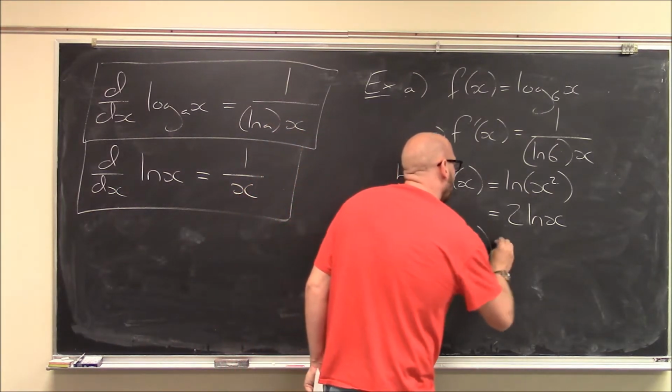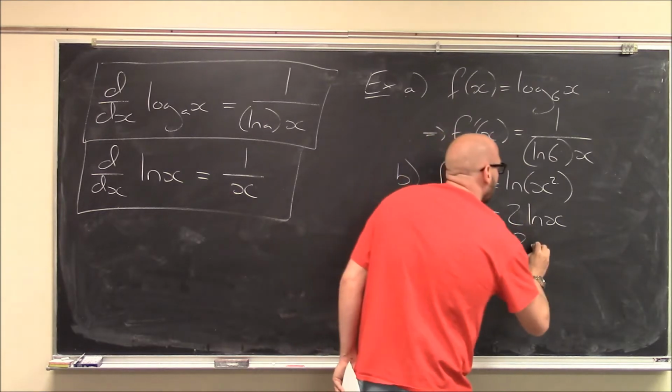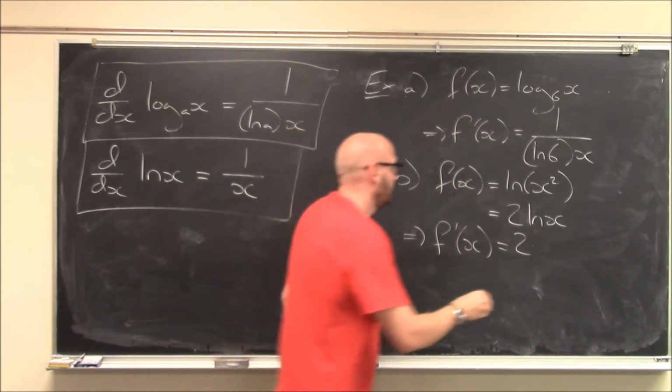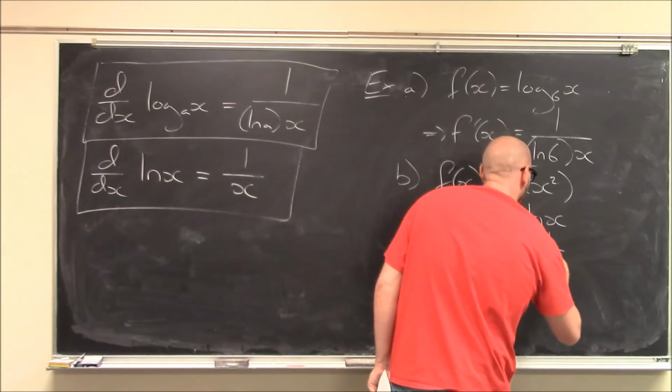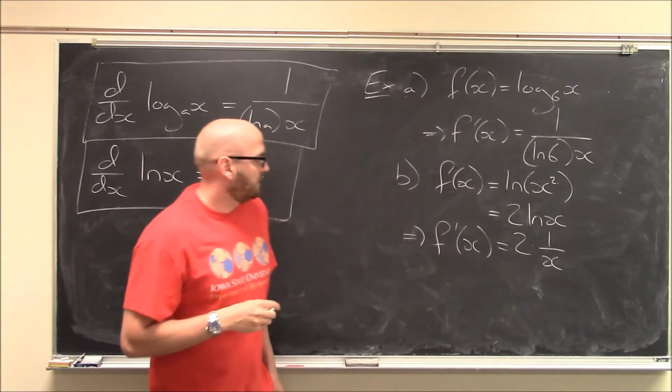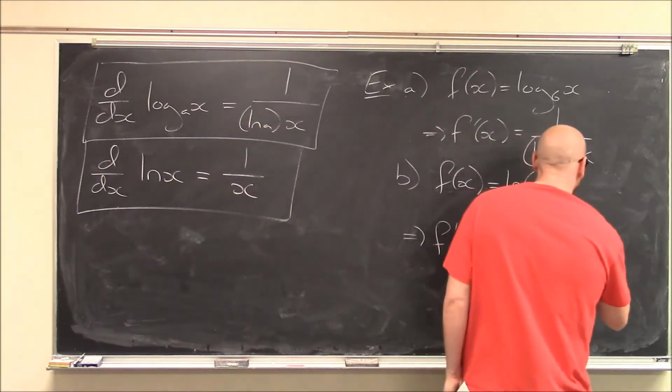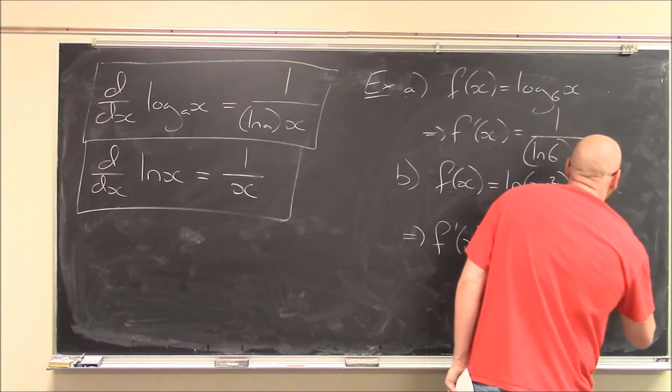The derivative now is going to be 2 times the derivative of ln of x, which, according to that formula over there, is just 1 over x. And I would never really write it like that. I would write it as 2 over x.